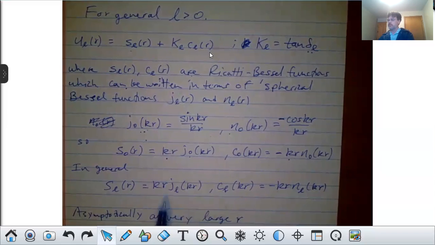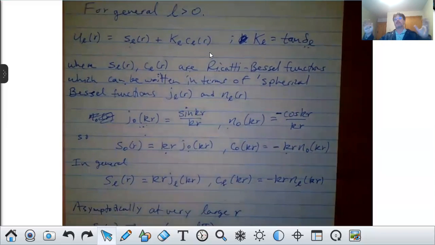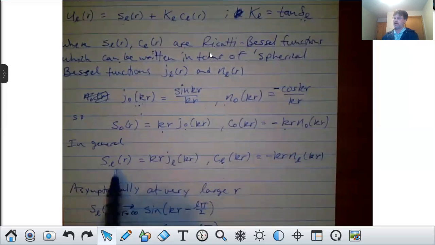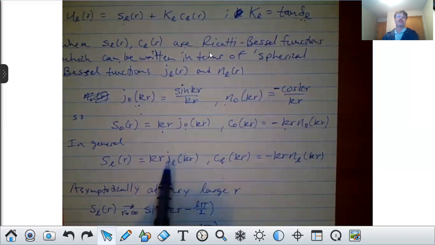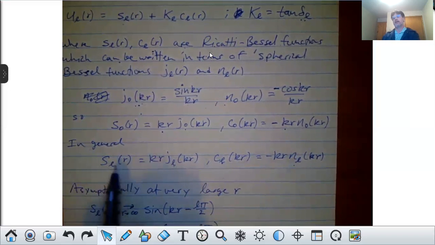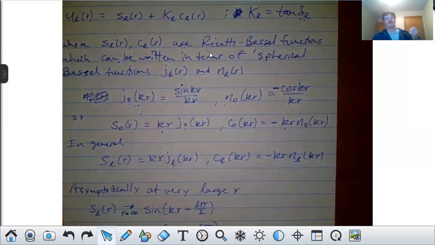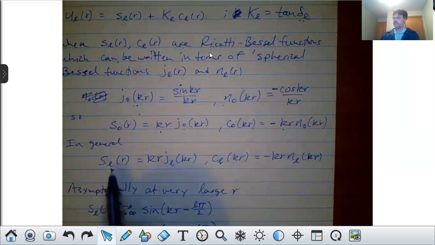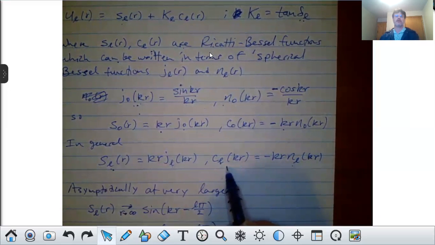These are the solutions to the case when the potential is 0 for any value of L, if I use the particular j_L or n_L. So in general, the Lth Riccati-Bessel function that has sort of a sine behavior is S_L. The one that has sort of a cosine behavior is C_L.